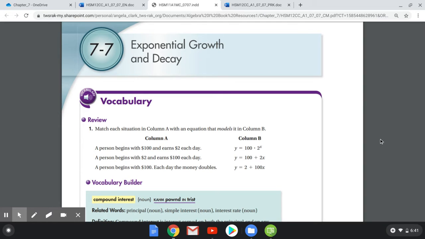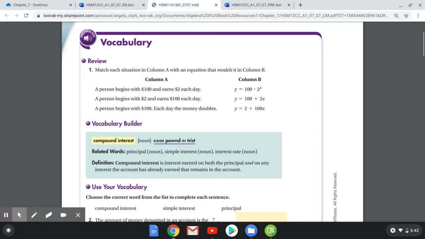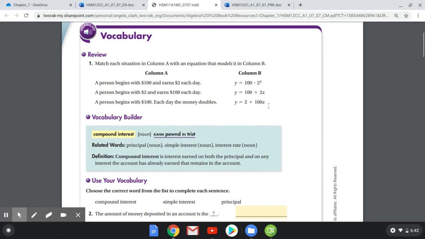Hello, today we are doing 7-7 exponential growth and decay. First thing I want to do is a little bit of review, looking at what kinds of equations we get from what kinds of sentences. So what situations would give us linear versus exponential equations.